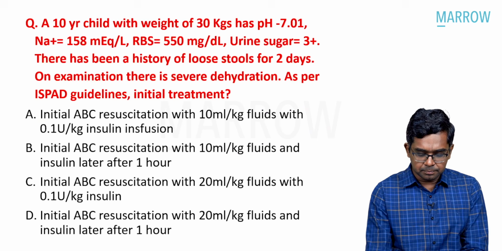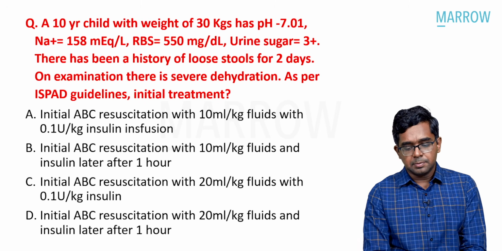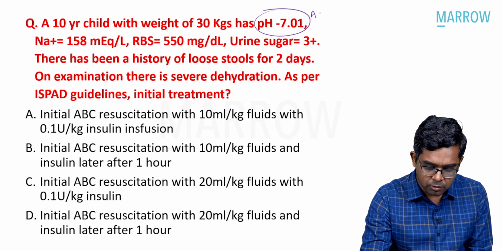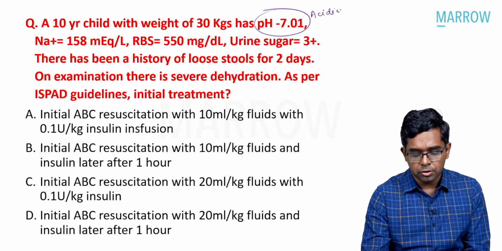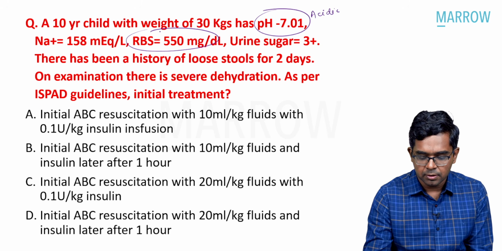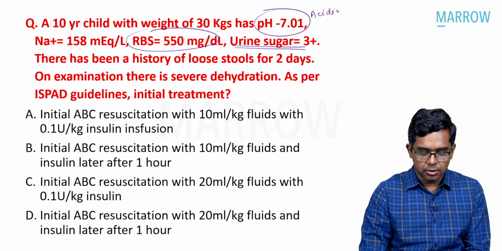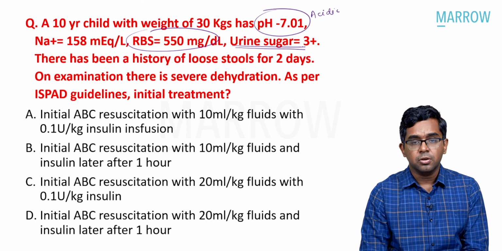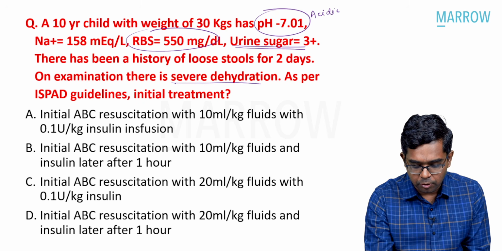Moving on to the next one, a 10-year-old child with a weight of 30 kg has pH of 7.01, which is an acidic range. Sodium is 158, which is on the higher side. RBS, the random blood sugar, is 550, definitely on the higher side. Urine sugar 3 plus, that is sugars are excreted in the urine, or glycosuria. There has been a history of loose stool for 2 days. On examination, there is severe dehydration. This is an important clue.